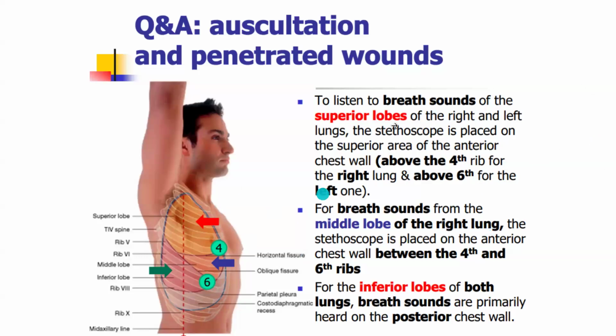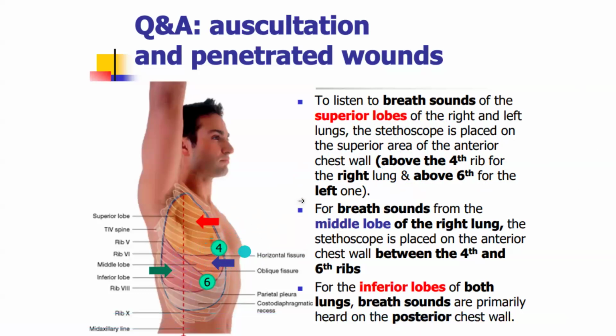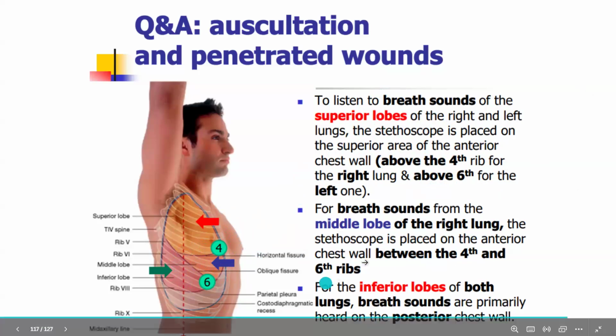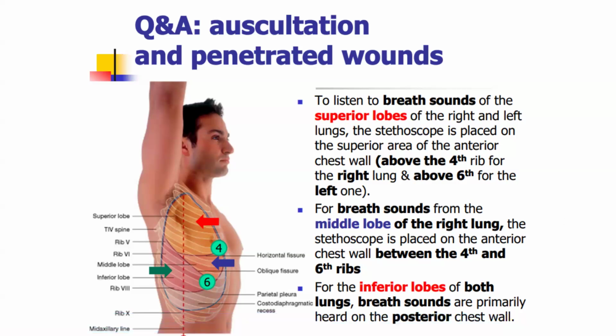So this is the reference slide. It mentions everything. It's above the fourth rib for the right lung to auscultate the superior lobe because of the horizontal fissure. It's only present on the right lung, while the left lung only has the oblique fissure. So to auscultate the superior lobe of the left lung, it would be above the sixth rib. And for the middle lobe, it would be between the fourth and sixth rib, only for the right lung. And the inferior lobes, we would auscultate the breath sounds at the posterior chest, at the back. Is that clear?